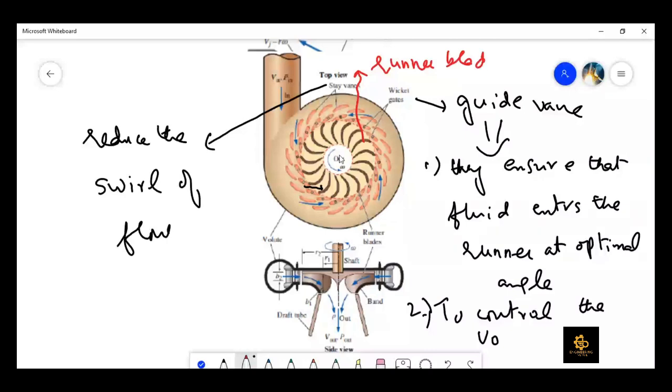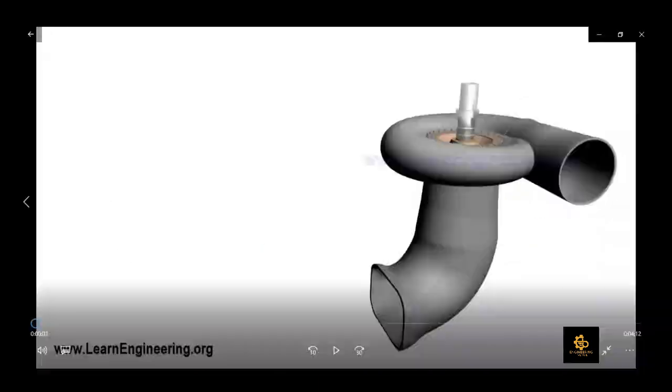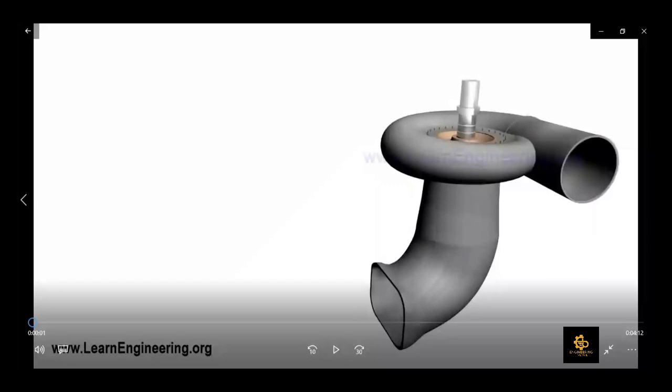So this was just a schematic. Let me show another video for this. It would give you a three-dimensional view and elaborate the functionality of this turbine, and then we would take it from there. So let me share the video with you, and I will explain it along the way.